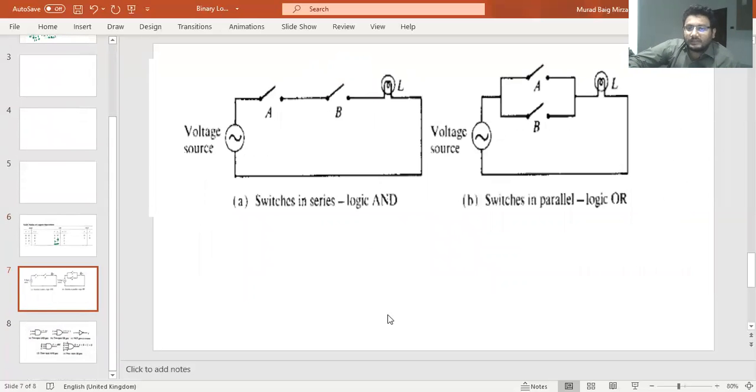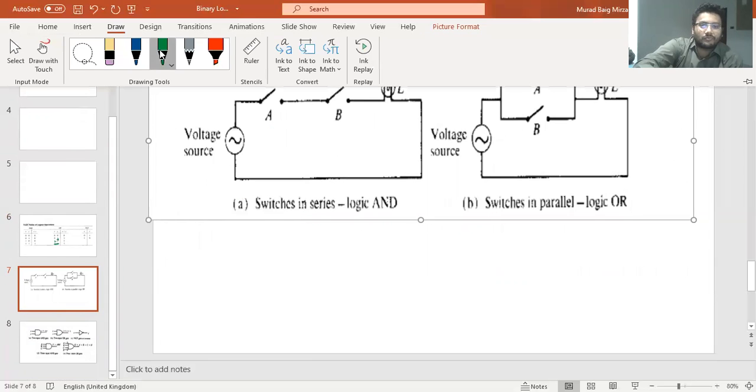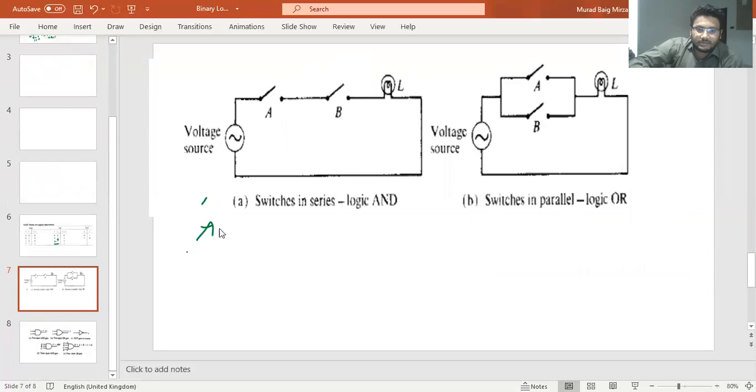Here in this slide, there are two examples of AND and OR gate. These are just simple electrical signals. Here it is a light bulb. Here are two switches A and B.